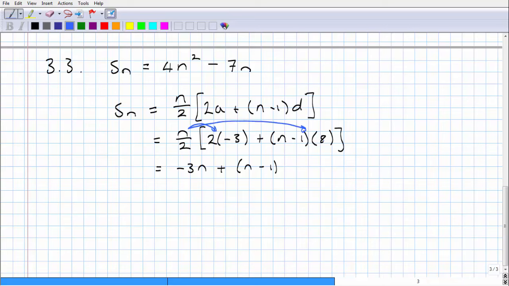8 times n over 2 just becomes 4n, so we literally have 4n on the outside. Okay, we can multiply all that in, and we get negative 3n, and then 4n times n is plus 4n squared, and then 4n times minus 1 is minus 4n, and you can see this simplifies to 4n squared minus 7n, exactly as they wanted.